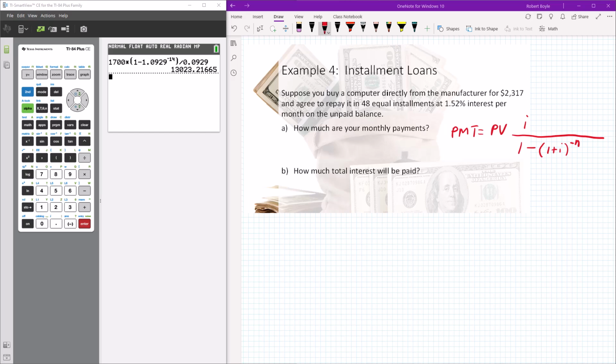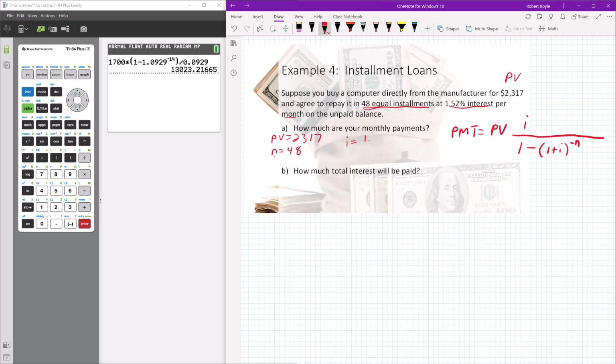Okay, well, to do that, we need to use the amortization formula. Here it is right here. Our present value is $2,317. Notice here we have 48 equal installments or equal payments. So that basically tells us that n is equal to 48. We don't need to figure that out. That's kind of convenient. And notice here they're telling us that this is the interest rate per month, and we're making monthly payments. So this is i.